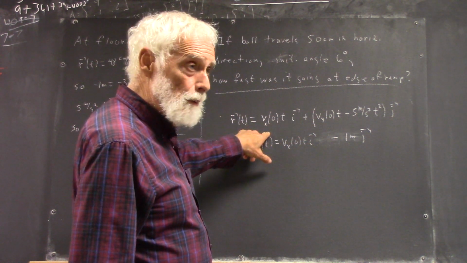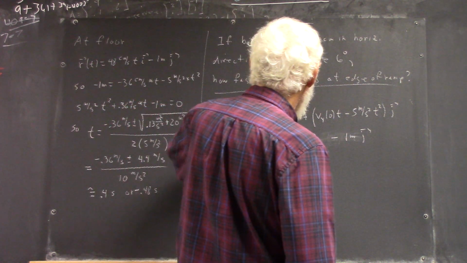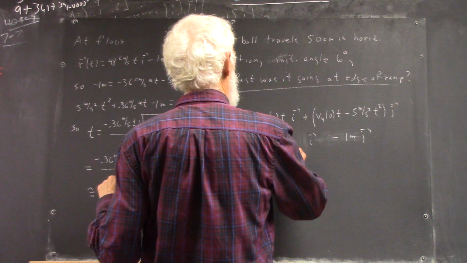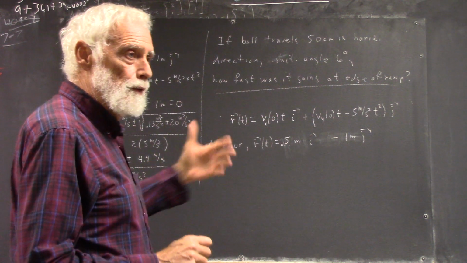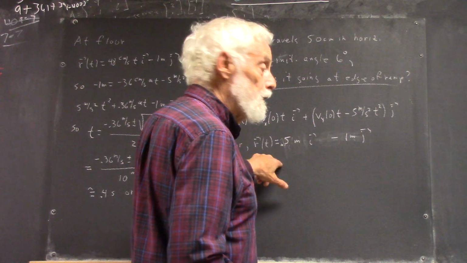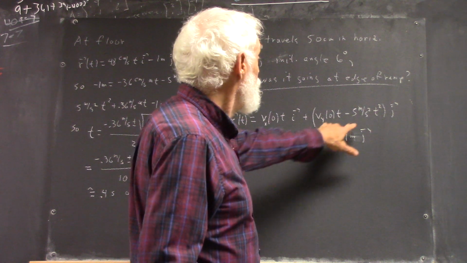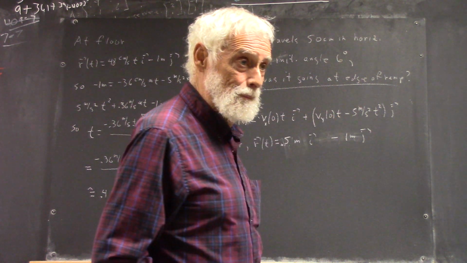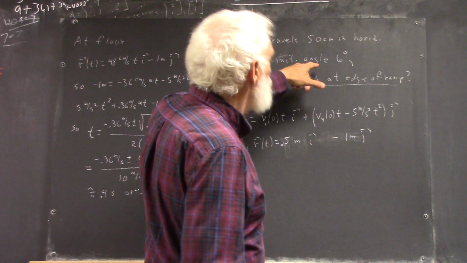If you knew T, you'd be able to find Vx, because actually at the floor, we do know this: 0.5 meters times I minus 1 meter times J, right? So we have a couple of equations here, but we have three unknowns. This will give us two equations in the unknowns, Vx, Vy, and T. Okay? How do we get out of that? Well, we know the A.